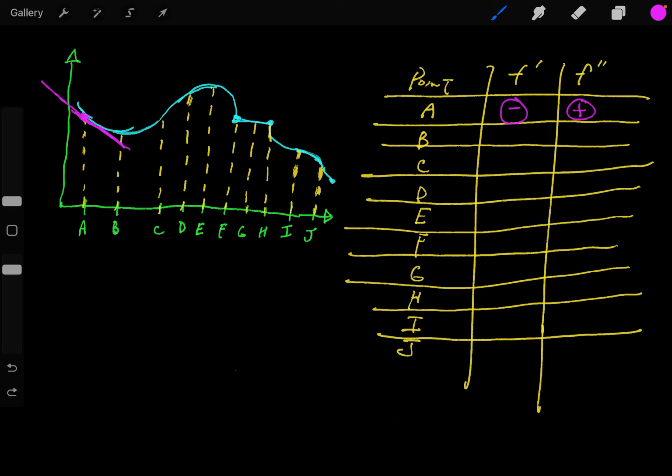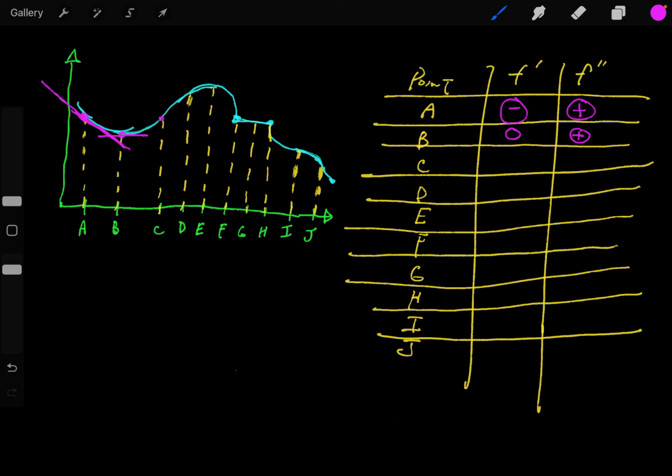Again, if the tangent line is beneath the curve, then it's concave up. If the tangent line is above the curve, then it's concave down. So it's clear that this is going to be concave up. Now, at B, you should see that the slope of the tangent line is 0. And then, of course, the tangent line is beneath the curve. So again, the second derivative is positive.